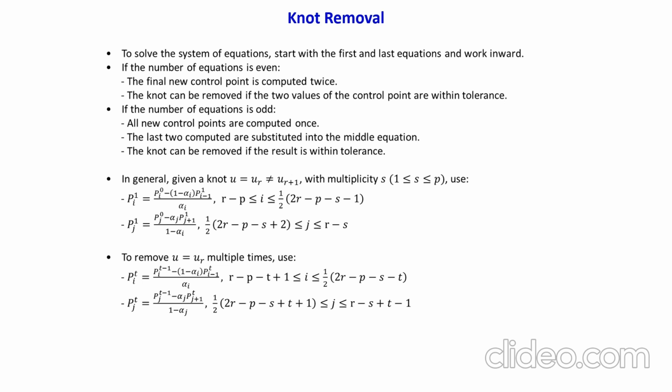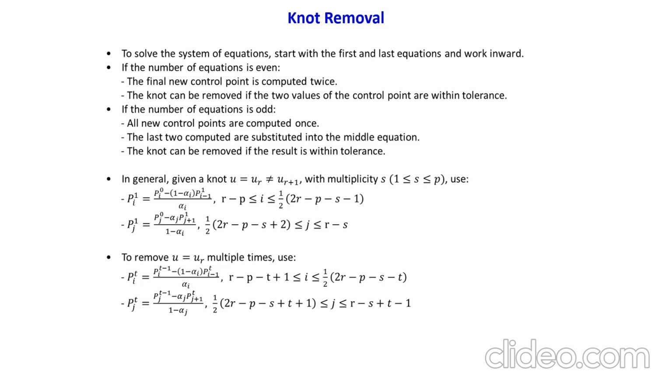If the resultant substitution is within a meaningful tolerance of the old control point of the middle equation, then the knot can be removed. To compute new control points for a single removal of U, with multiplicity s between 1 and p, we use the general equations point i at step 1 equals point i at step 0 minus 1 minus alpha i times point i minus 1 at step 1 all over alpha i, and point j at step 1 equals point j at step 0 minus alpha j times point j plus 1 at step 1 all over 1 minus alpha j.